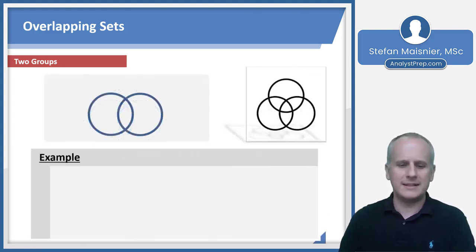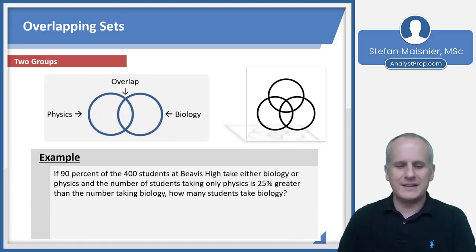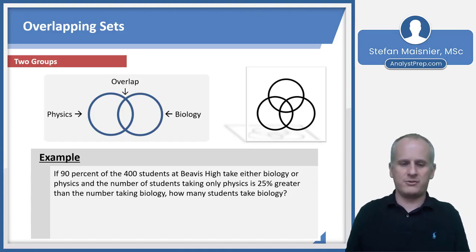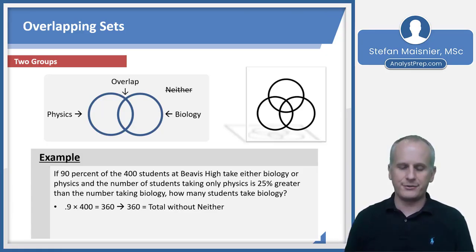So now, let's take a look at an example. If 90% of the 400 students at Beavis High take either biology or physics, and the number of students taking only physics is 25% greater than the number taking biology, how many students take biology? So you can see this articulated with a Venn diagram that I would not actually want to use on the executive assessment, but we'll use it just for informational purposes as we work through this example. So we've got physics on the left-hand side, we've got the overlap in the middle, and we've got biology on the right-hand side. And they told us implicitly there are no neithers.